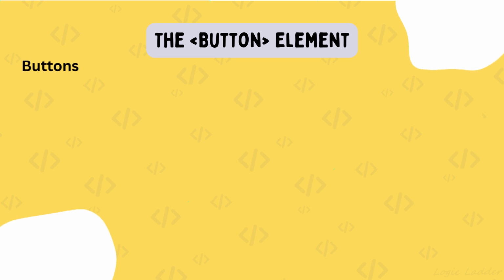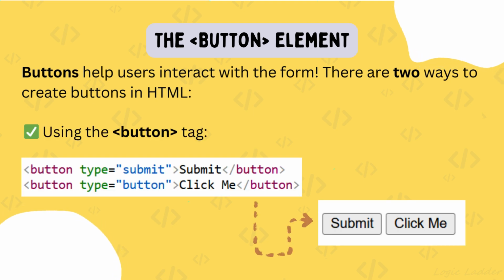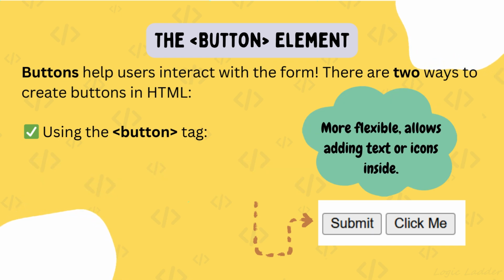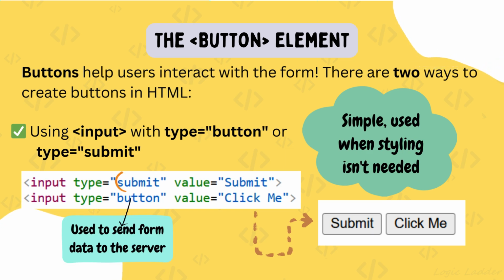Buttons help users interact with the form. You can create buttons in HTML in two different ways. You can use a button tag, which is more flexible to add text and for styling. Or another way is to add a button using the input tag with type button or submit. It's simple to use when styling is not needed. The type submit is used to send form data to the server.